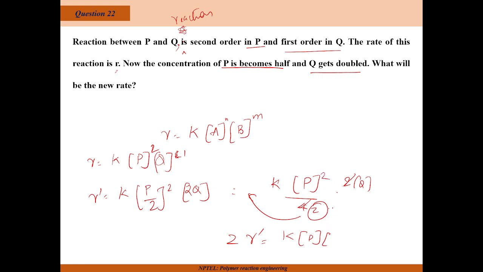There's a square here for P, so it's K P square Q. So this is nothing but our initial R. So basically now the new reaction rate will become half of the initial. Okay, so R was our initial thing where P and Q were in some stoichiometric ratio. When we reduce the concentration of P to half and double the concentration of Q, the rate of reaction will become half of the initial one. Okay, it is clear. This is a very easy question, but it is just the concept of this rate equation.